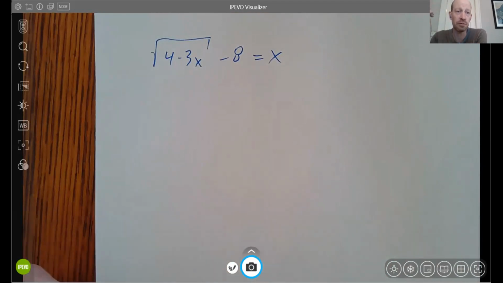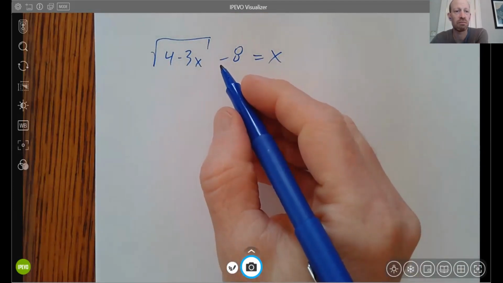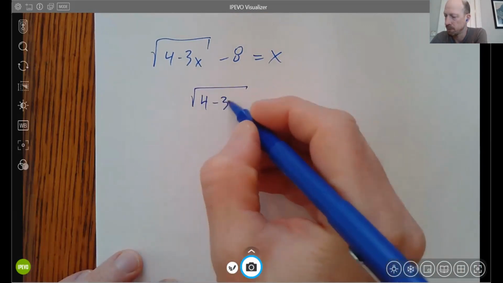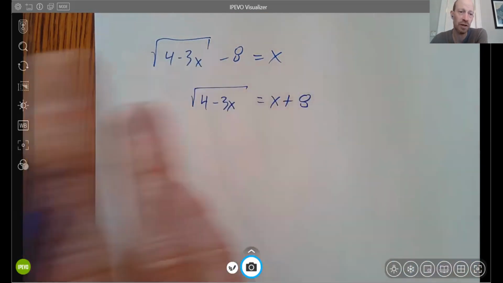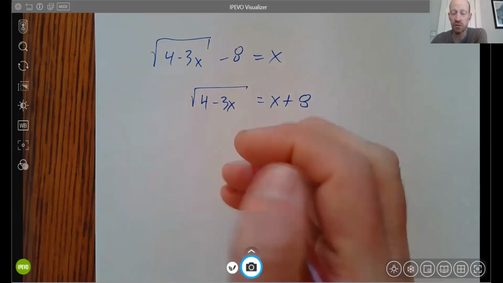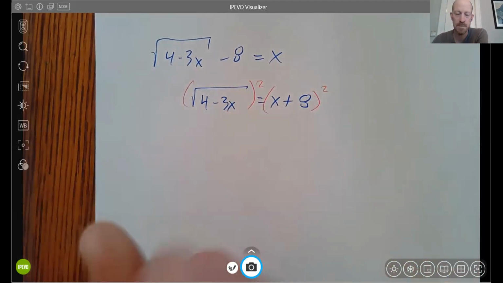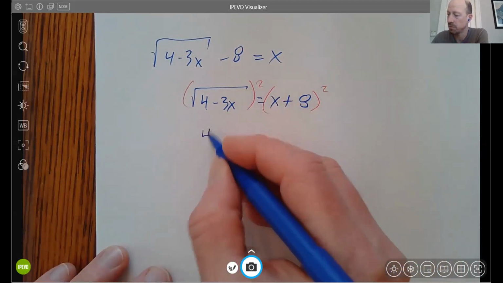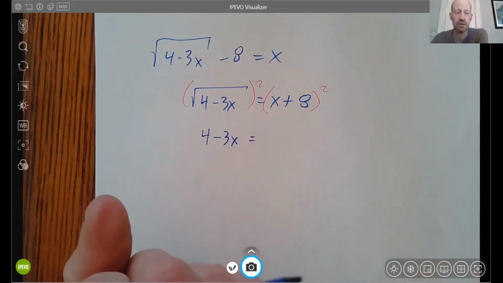Well, it's got a square root and it's an equation. So just like before, I want to isolate the square root and square both sides. Right, so I move the 8 over, that's fine. And now I square both sides. Just like before, the square root and the square give me just what's inside, 4 minus 3x.